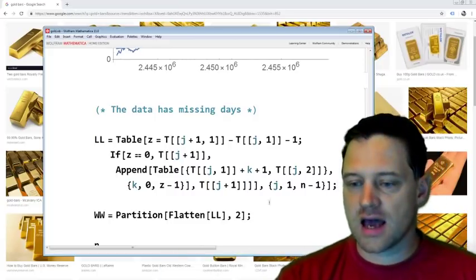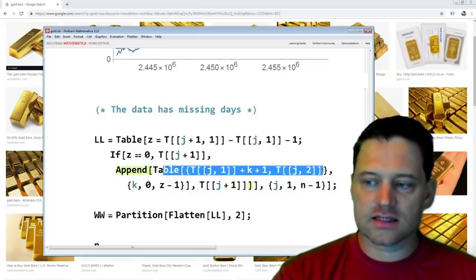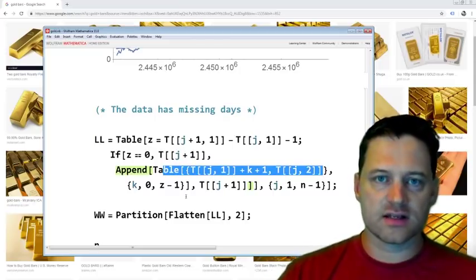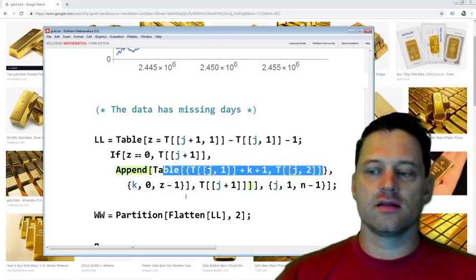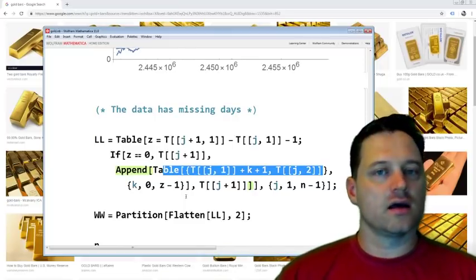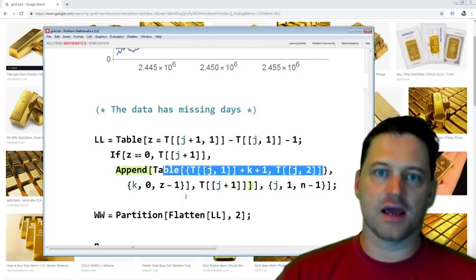Okay, so that's that. Because I had to make a list for the gaps, I then flatten it out, so I get rid of the set brackets inside, and then I take the whole list and break it up into pairs again. That's how I get a list of points consisting of all of the data plus the missing days.